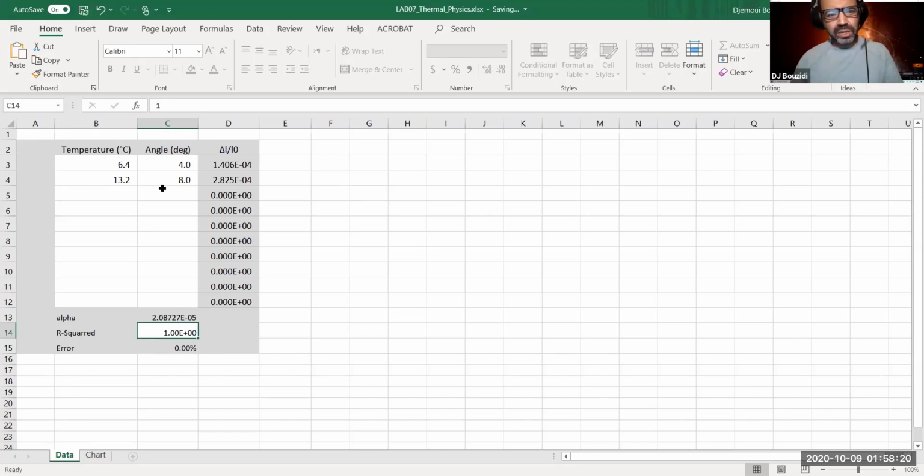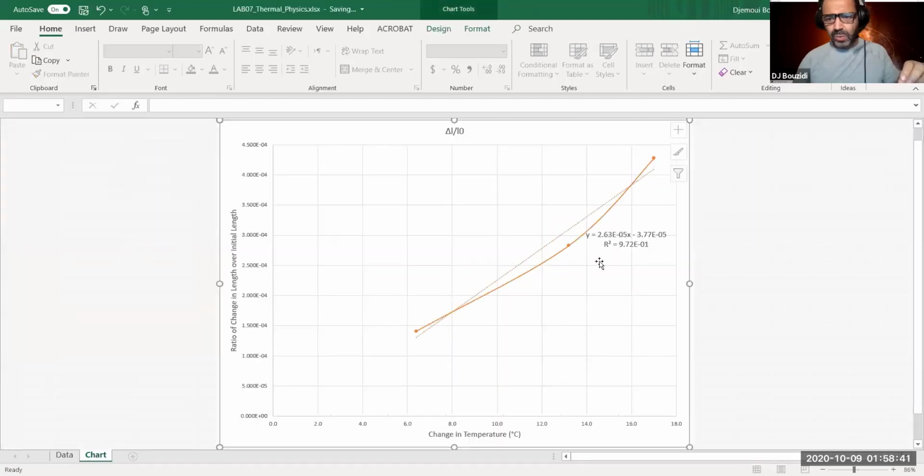So if I did another one, let's say, for example, 12, and let's say the temperature was 17. I'm not sure. Right now the alpha has changed drastically, and it's the same alpha for all 3 of them. It's the same material, basically. What we're trying to find is the alpha, the linear expansion for the rod itself. Let's look at the R squared now. The R squared is 9.72 e to the negative 1.